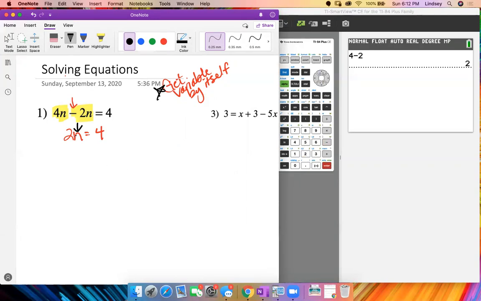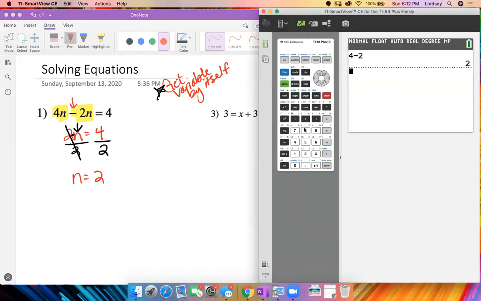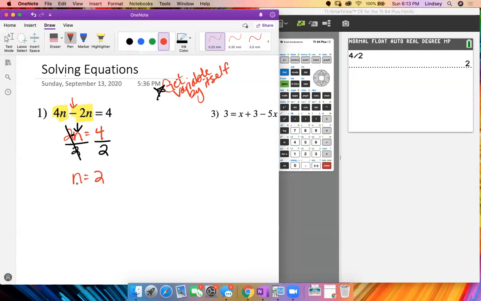Okay, so I start with a term that's farthest away. Well, in this case, it's just this 2 right here. So how do I get this times 2 away from my n? I divide by 2. If I do it to one side, I have to do it to the other side. Okay, so those 2's cancel out, and I'm left with n equals a positive 2, because 4 divided by 2 gives me 2. Okay, not bad.